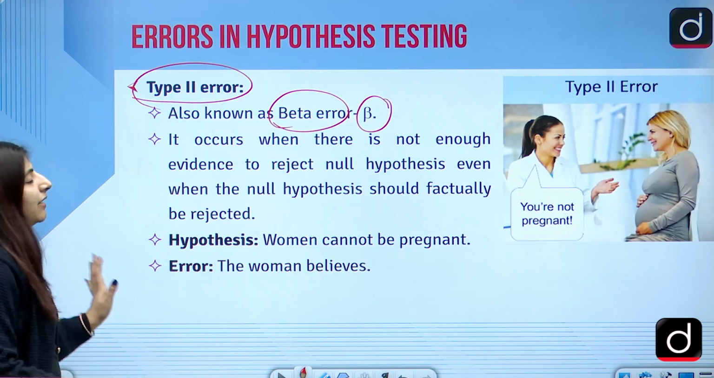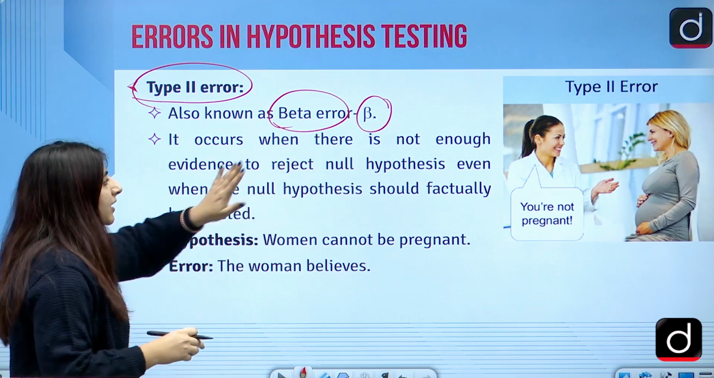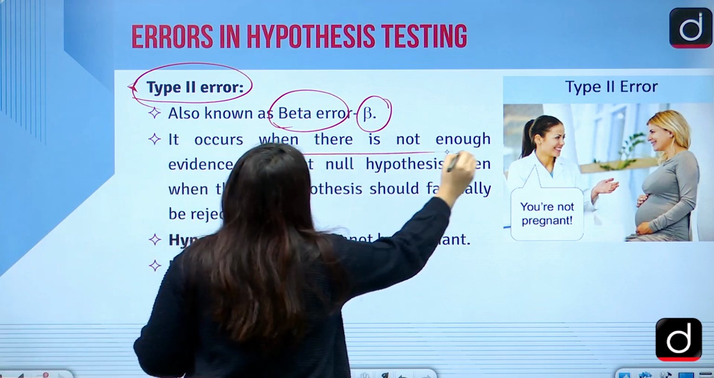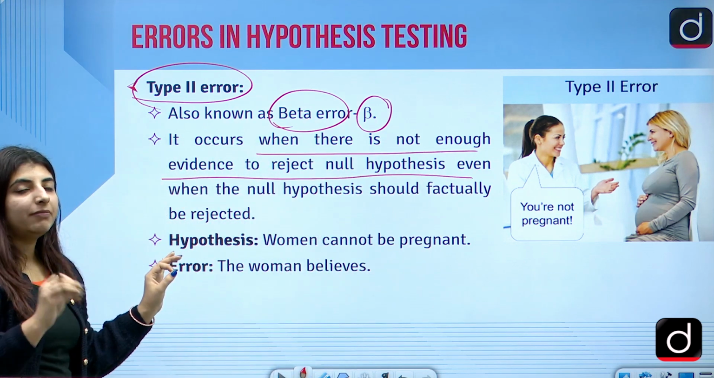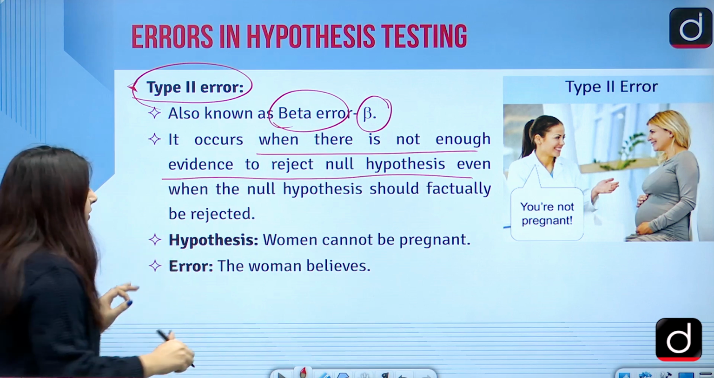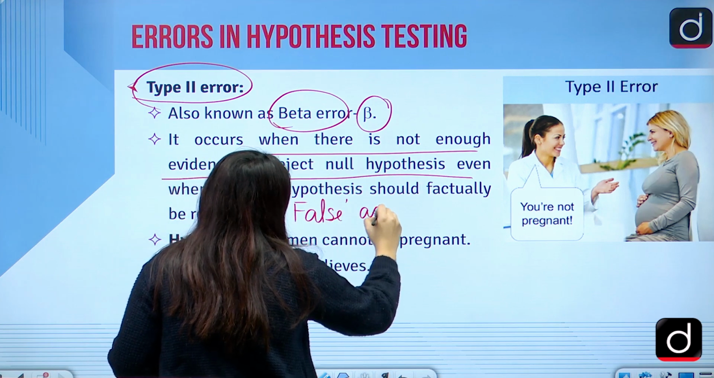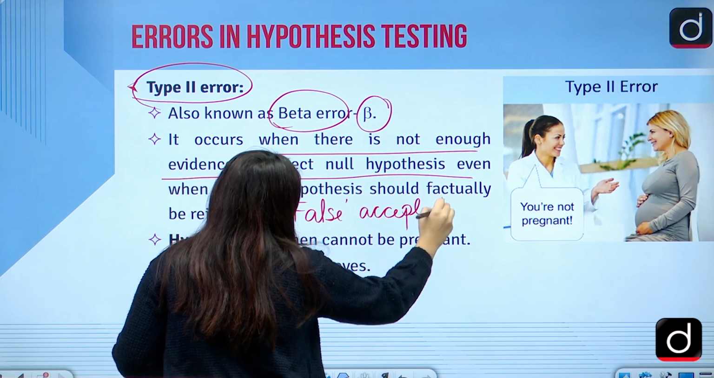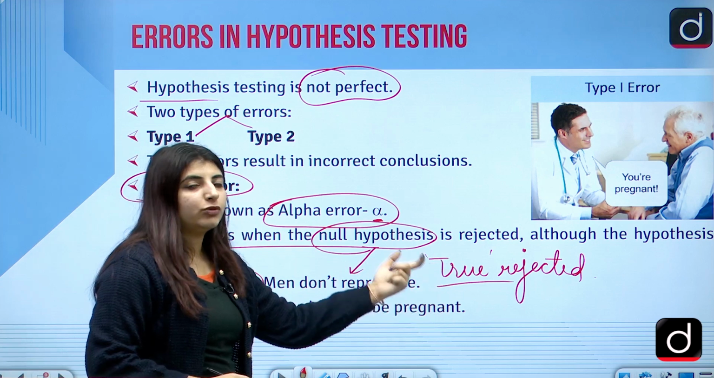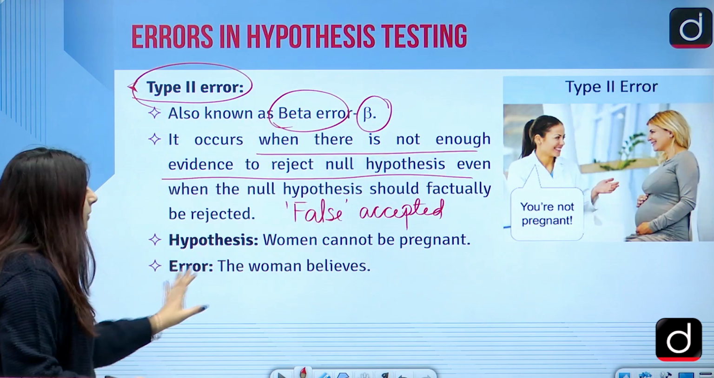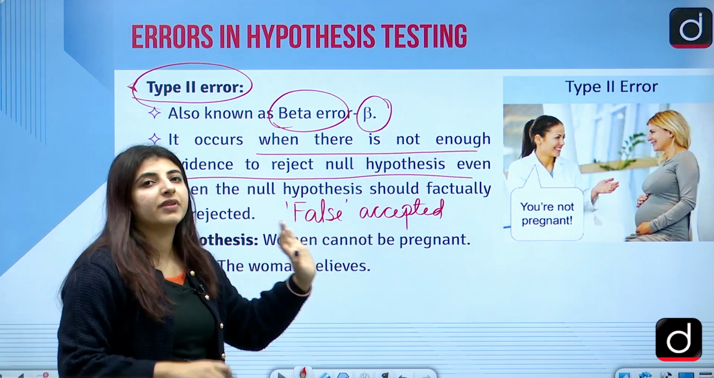Coming to the type 2 error, which is also known as the beta error, represented by this symbol, it says there is not enough evidence to reject the null hypothesis, even when it should factually be rejected. So, false, accepted. Right? So here, true, rejected: the hypothesis was true, but it was rejected. Here, the hypothesis was false, but we did not have enough evidence to reject it, so we accepted it.